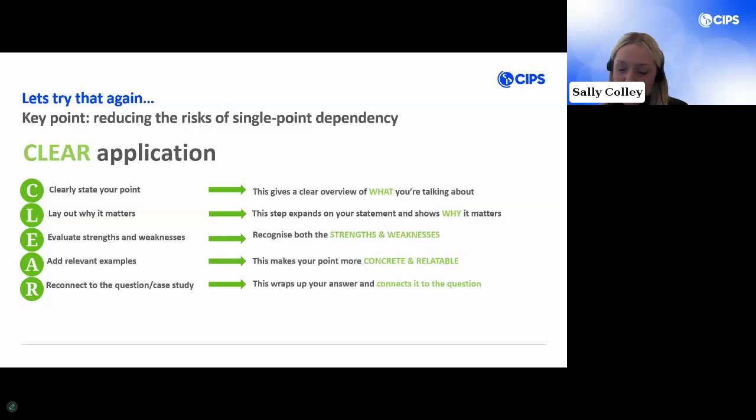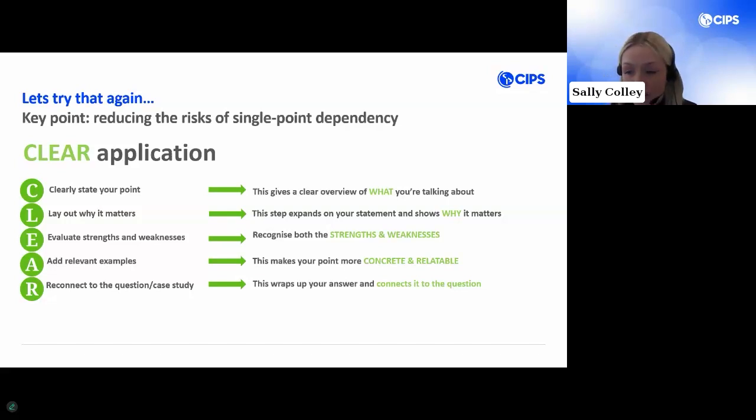So E is evaluate strengths and weaknesses. However, over-distributing leadership can lead to problems such as unclear accountability or delays in decision making. If roles are not clearly defined, conflicts or duplication of effort could occur, potentially diminishing the effectiveness of the team. So this shows that you're thinking critically, that you're recognizing both the strengths and weaknesses.